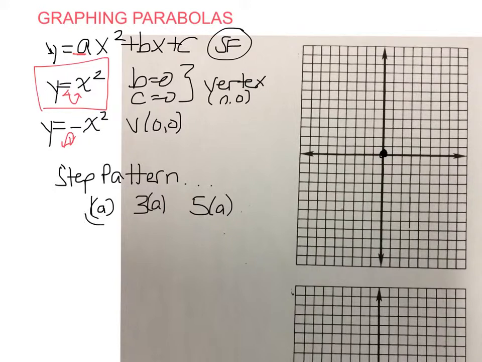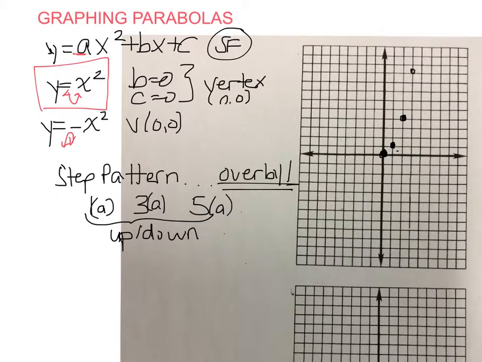Now these steps 1, 3, and 5 are all your up or down steps. Your step pattern always goes over by 1 each time. So you start at the vertex and you go over by 1, and then you go up by whatever the steps are. So over 1, up 1, over 1, up 3, over 1, up 5. That's the extremity of our graph, so we're going to stop plotting there. You plot one side of points using the step pattern, always going over by 1 and going up or down by whatever 1, 3, 5 times the a value gives you.